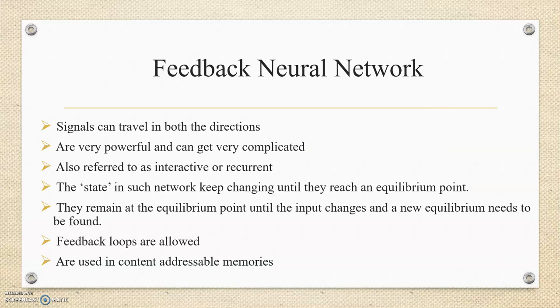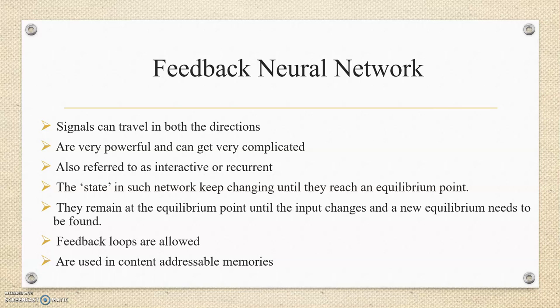The second type is feedback neural network. Signals can travel in both the directions in feedback neural network. Feedback neural networks are very powerful and can get very complicated. Feedback neural networks are dynamic. The state in such network keeps changing until they reach an equilibrium point. They remain at this equilibrium point until the input changes and a new equilibrium needs to be found.